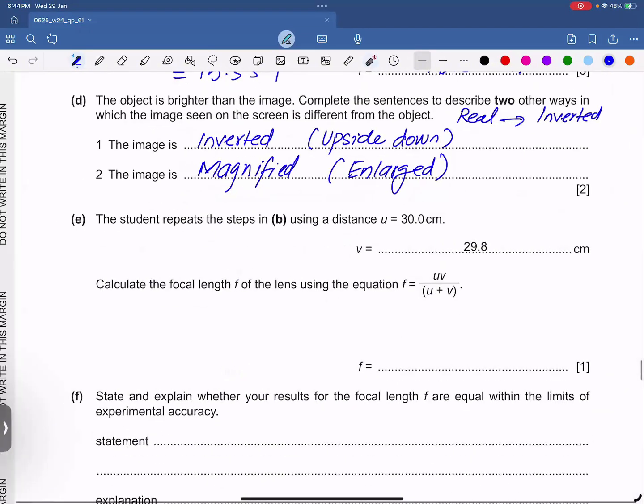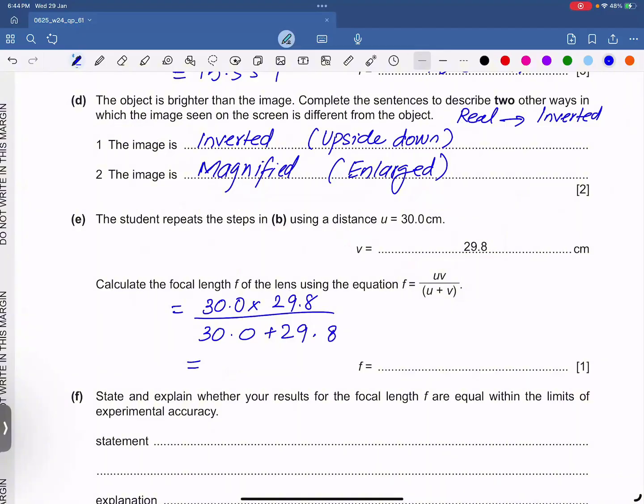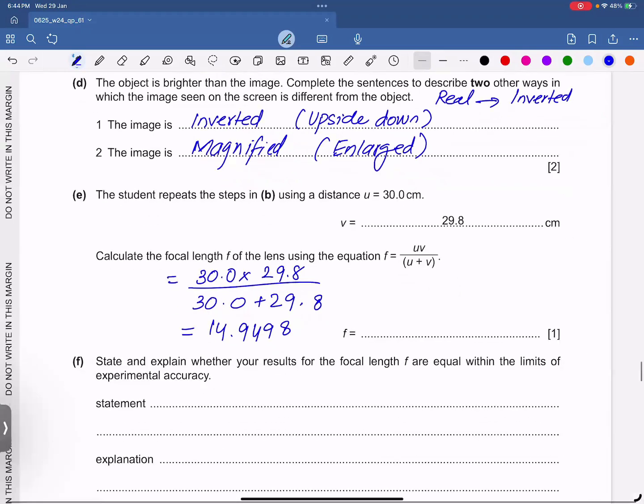The student repeats the steps in B using the distance 30, and v is 29.8. Calculate f again. No problem. We substitute 30.0 times 29.8 over 30.0 plus 29.8, which is 14.9498. So you can again write to the same number of significant figures as before. So 14.9 centimeters.